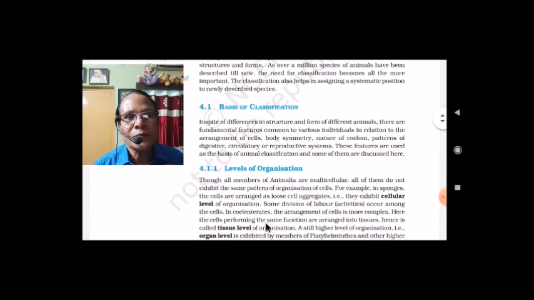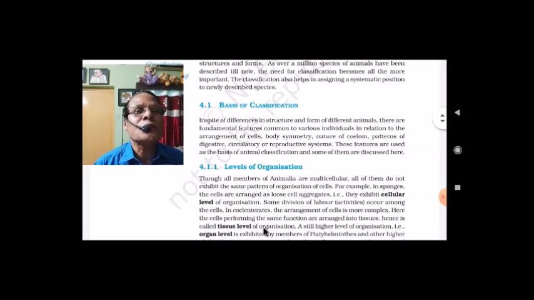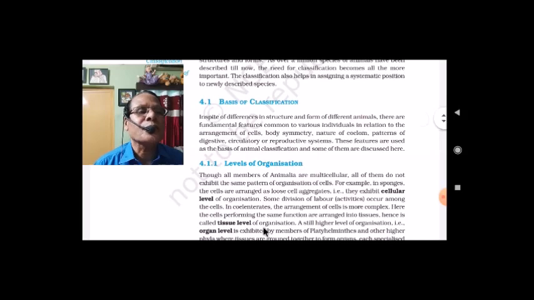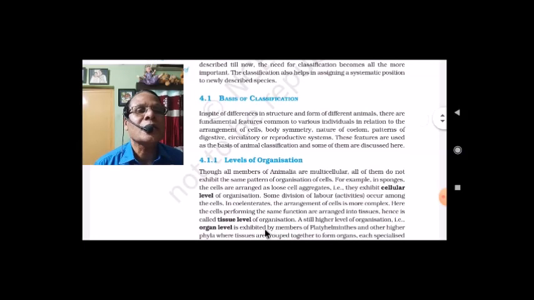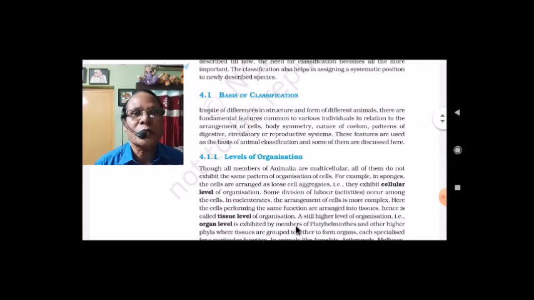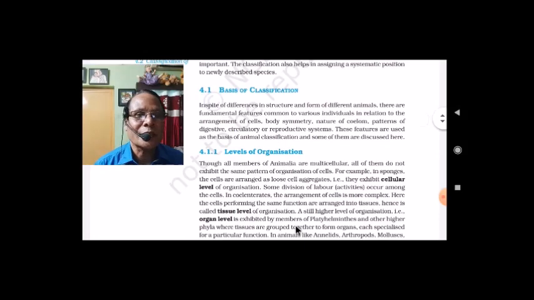The third level is where the tissues are organized to form what is called the organ level. That is seen in the case of, for example, the flatworms, the platyhelminthes, and also in some other higher groups of animals. So a still higher level of organization is the organ level, exhibited by platyhelminthes and other higher phyla, where tissues are organized to form organs.